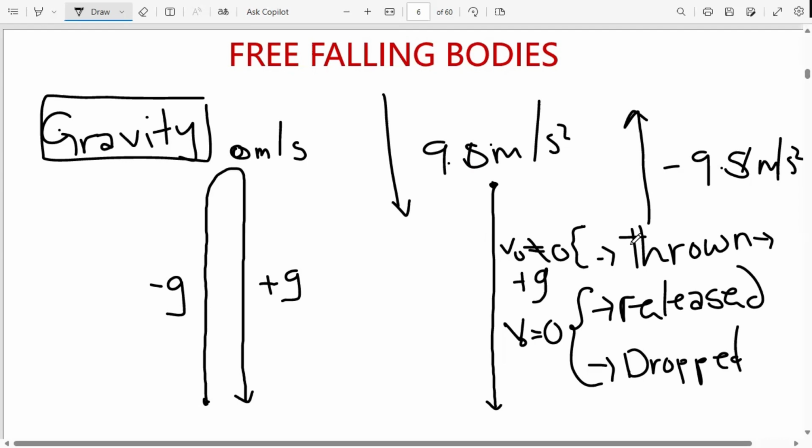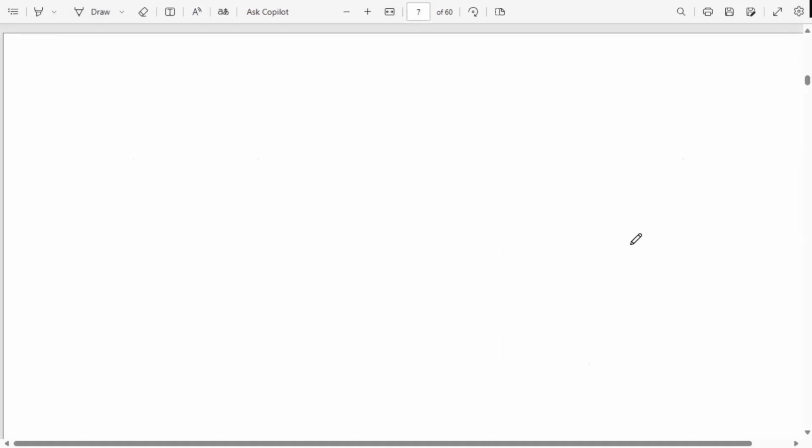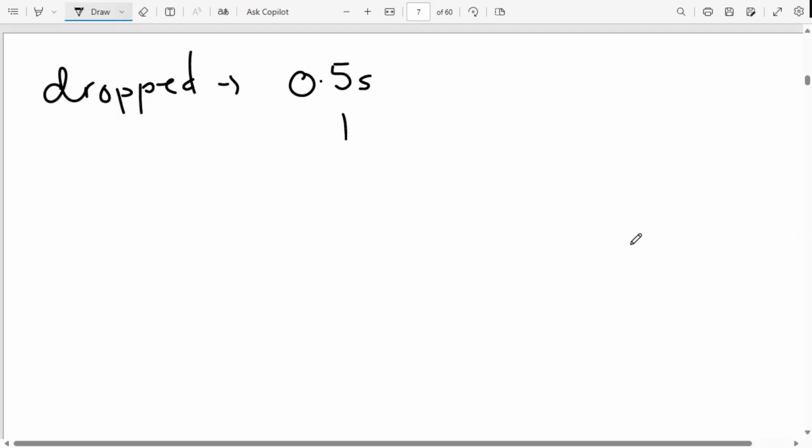For example, let me give one example. Let's say they give us a question that says a feather is dropped. A feather is dropped. I'll just write the keywords. From rest in a vertical vacuum tube. It takes 0.5 seconds to fall to the bottom. So it takes 0.5 seconds for this guy to hit the ground. What is the length L of the vacuum tube?